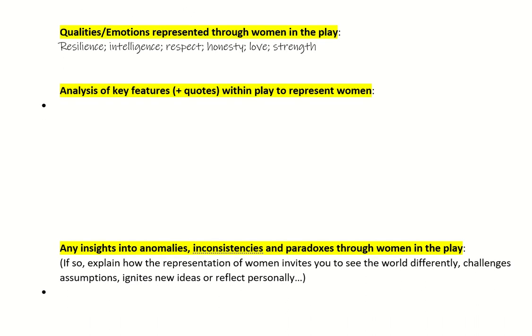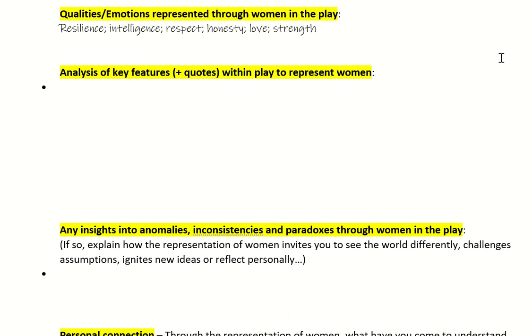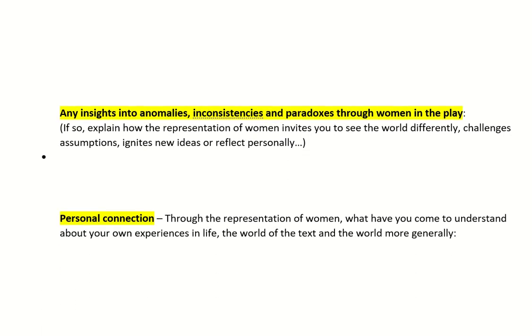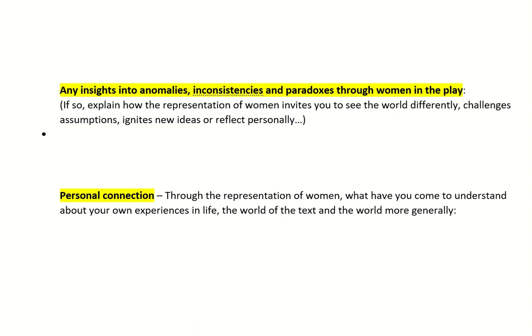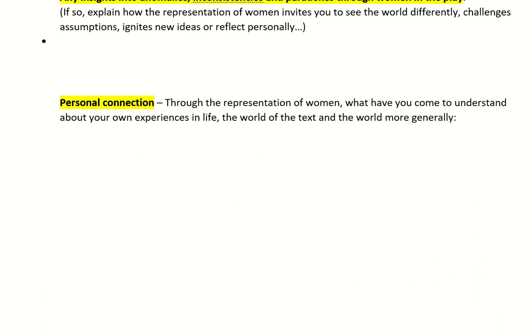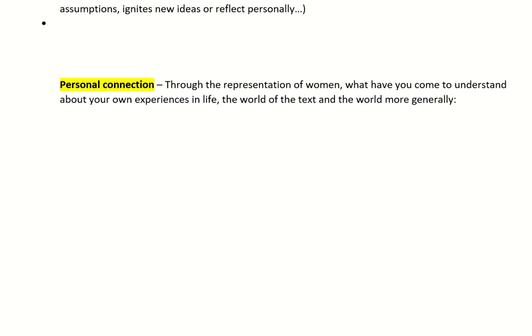Have a look again for some of the examples from the play. Go back to your text, Year 12, and find evidence to support some of those ideas. Again, any anomalies, any inconsistencies that you can connect, any paradoxes that we see crafted through Shakespeare's representation of women, and then again, the personal connection. What have you come to understand about the representation of women in this text? What has it made you reflect on? What has it made you consider in your own experiences, perhaps?